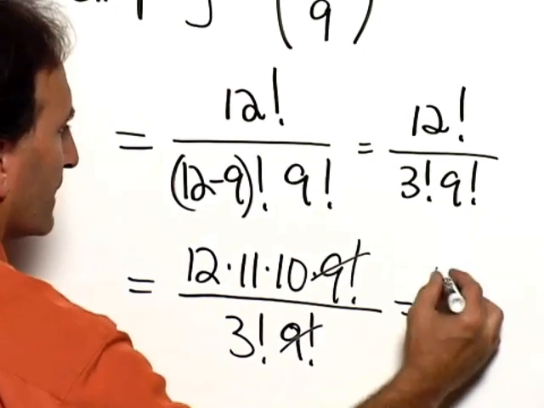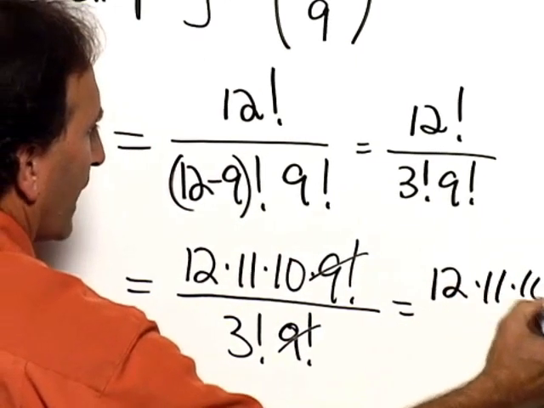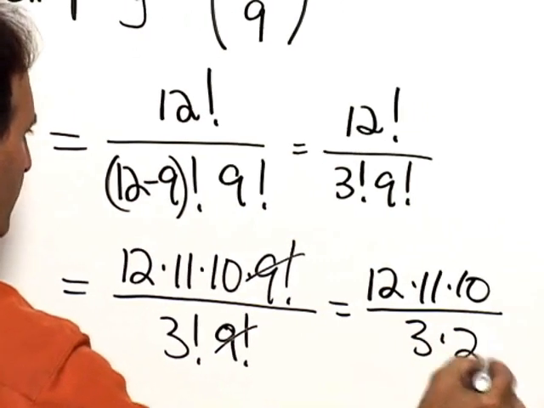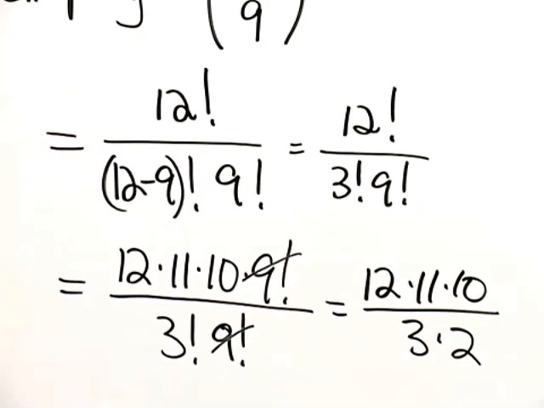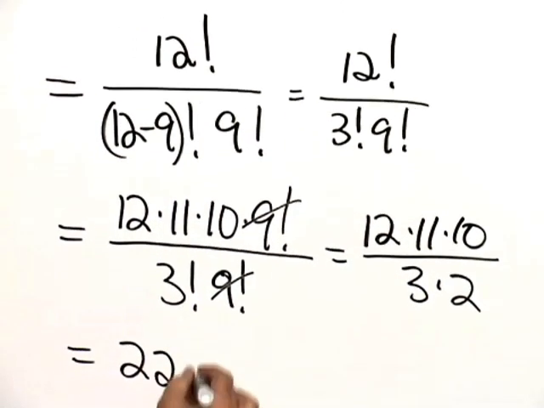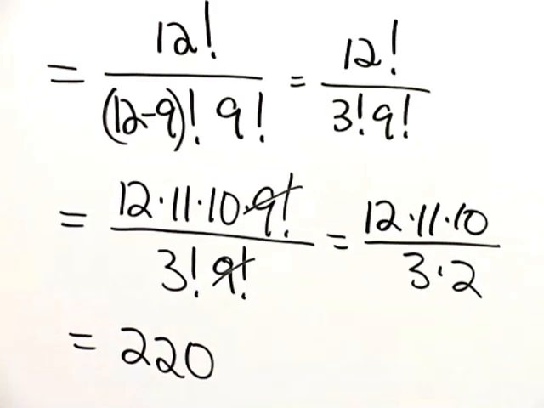So what we have then is 12 times 11 times 10 over 3 times 2. And when we simplify that, we'll find that 12 choose 9 is equal to 220.